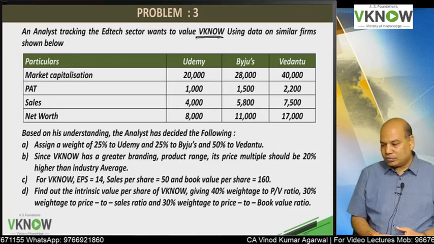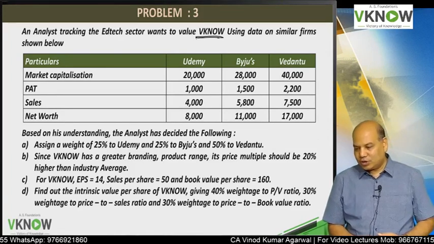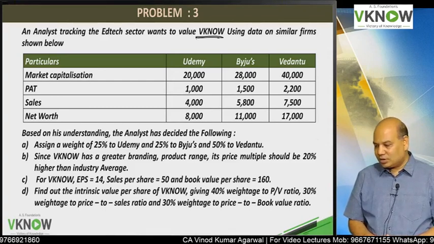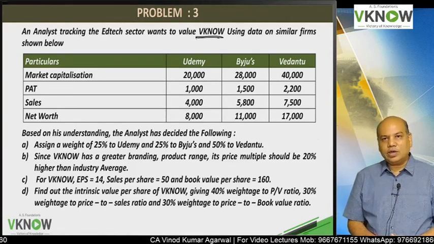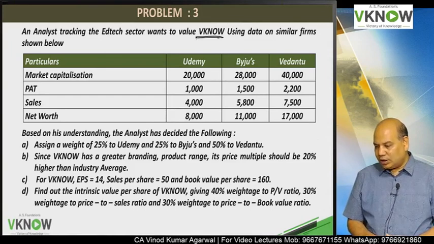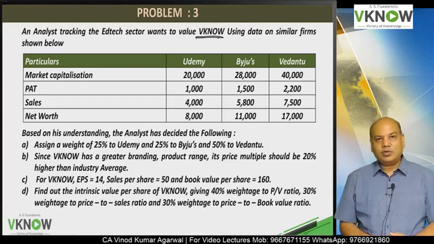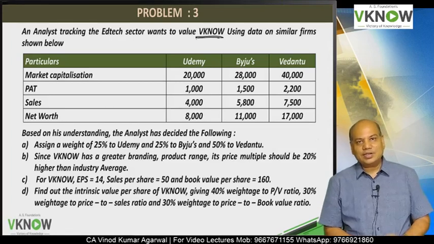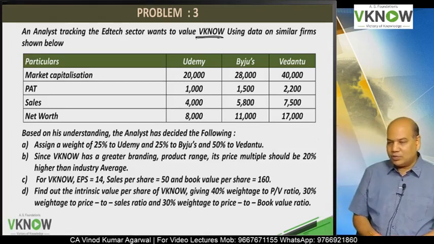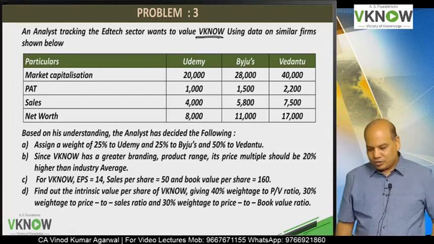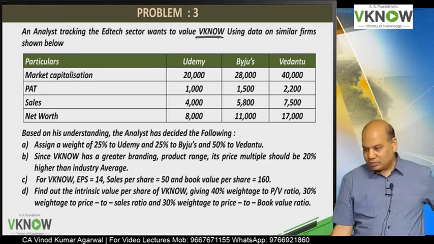For We Know, EPS is 14, sales per share is 50, and book value per share is 160. Find out the intrinsic value per share of We Know, giving 40% weightage to PE ratio, 30% weightage to price to sales ratio, and 30% weightage to price to book value ratio. Don't you think it's an interesting question?